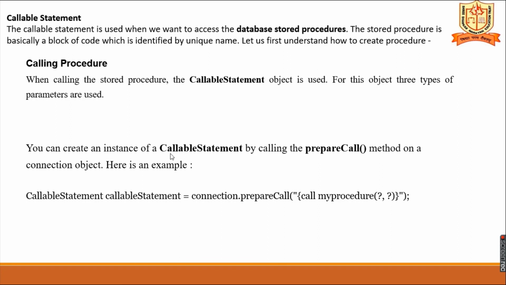You can create the instance of CallableStatement by calling the prepareCall method on the connection object. So you create the CallableStatement object and then call connection.prepareCall. Inside the brackets you use call, which is a keyword, then the procedure name, and you pass the parameters, that is the IN parameters, and then put the semicolon.